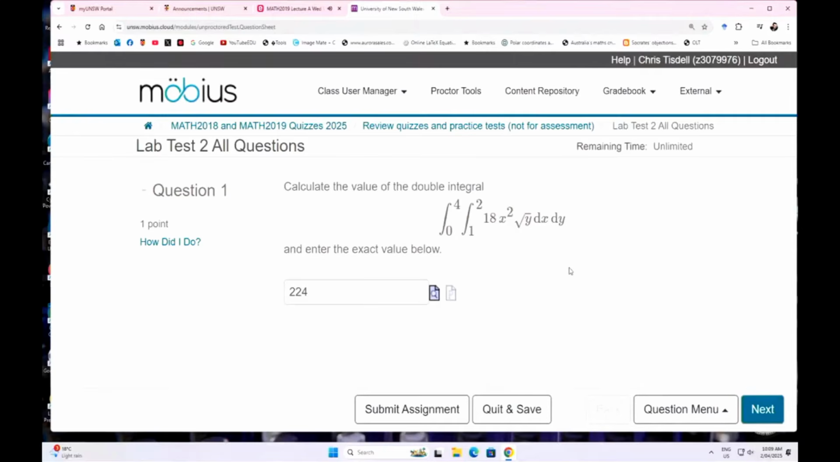Do I need to draw a picture? Not really. I can if I want to, but I don't have to. The other nice thing about this integral is that it's the product of one function of x with one function of y. So what does that mean? I've shown this to you once or twice. What does that allow us to do?